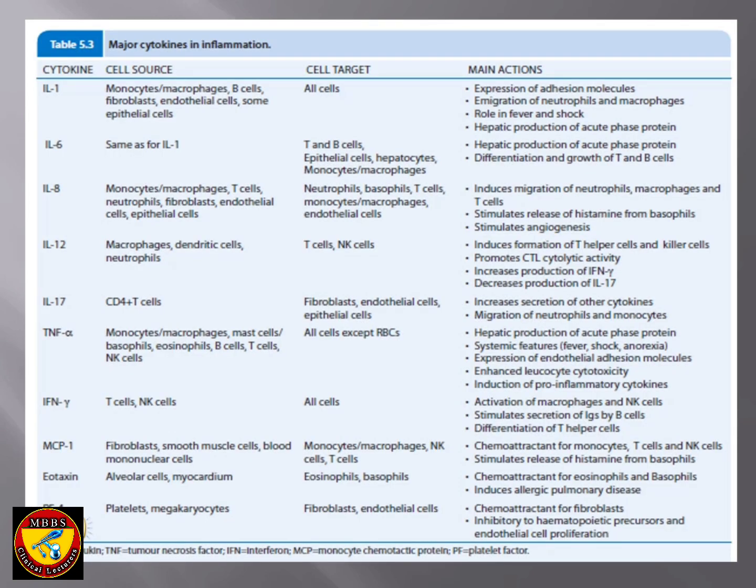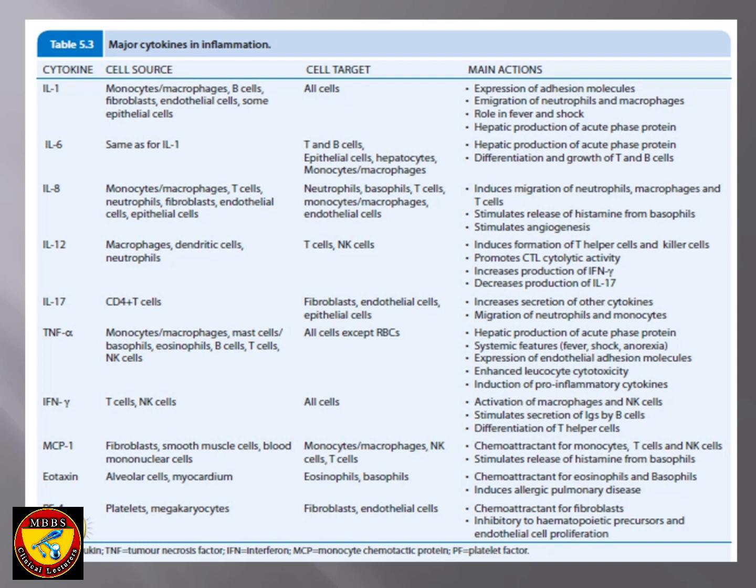Now these are the major cytokines in inflammation, in which we have interleukin 1, which is secreted from monocytes, macrophages, B cells, lymphocytes, and the target cells are all cells, and the main function is in fever and shock. It gives expression of adhesion molecules, and it immigrates neutrophils and macrophages towards the interstitial space, if you remember the immigration process.